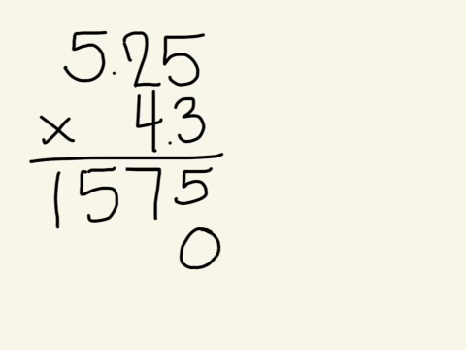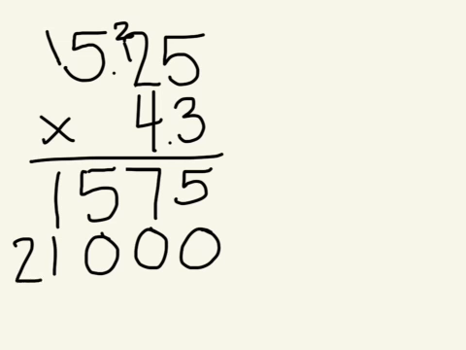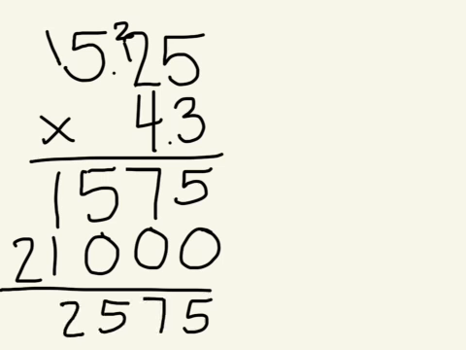Okay, add your 0. 4 times 5 is 20. 4 times 2 is 8, plus 2 is 10. 4 times 5 is 20, plus 1 is 21. Okay, now when we add those together, we get 5, 7, 5, 2, 2.